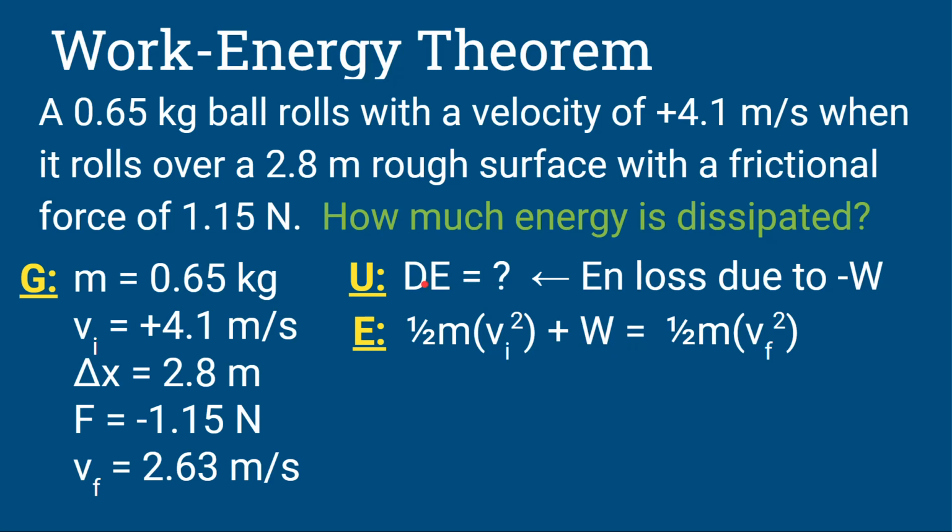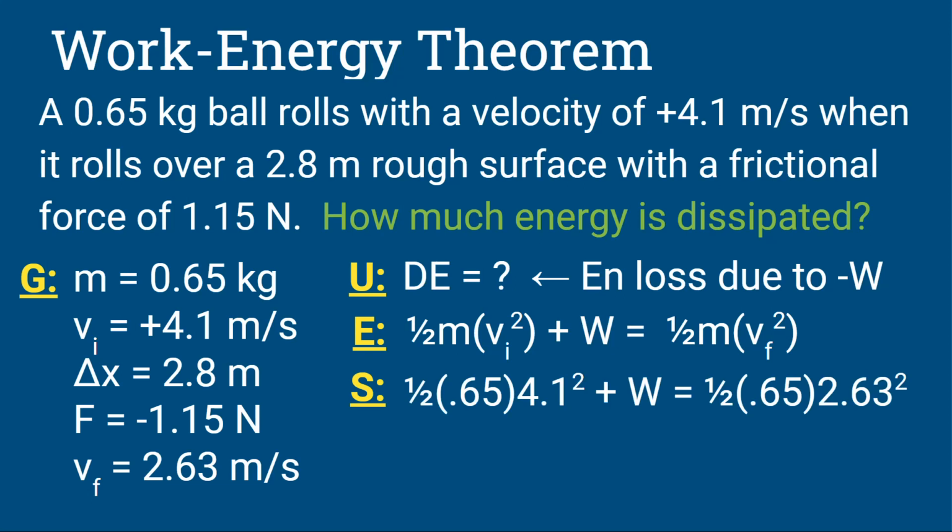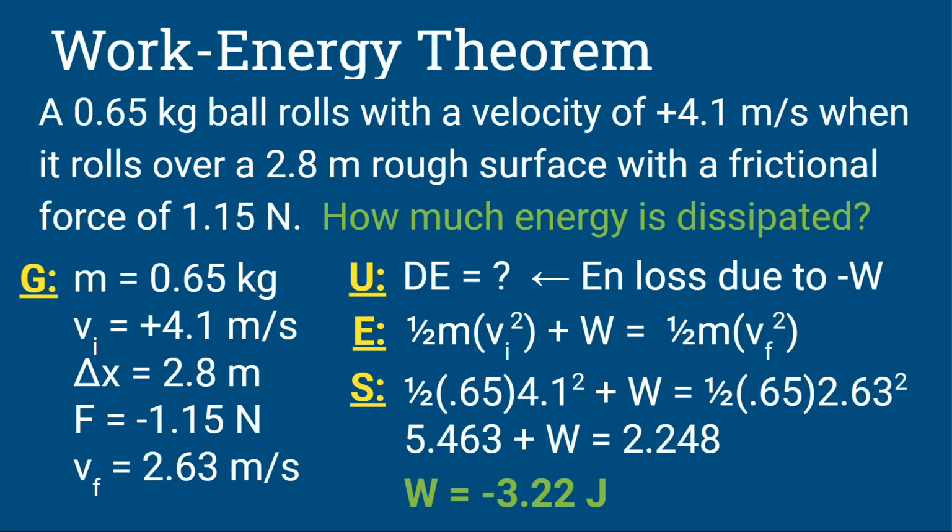So let's substitute into this equation, and we get 1/2 times 0.65 times 4.1 squared. That's my initial kinetic energy, plus my work equals my final kinetic energy, which is 1/2 times 0.65 times 2.63 squared. So here's my initial KE, 5.463 plus work equals 2.248. If I want to solve for my work, I'm going to subtract 5.463 from both sides, and my work is negative 3.22 joules. That is how much energy was removed by friction, and therefore the energy dissipated is 3.22 joules of dissipated energy.